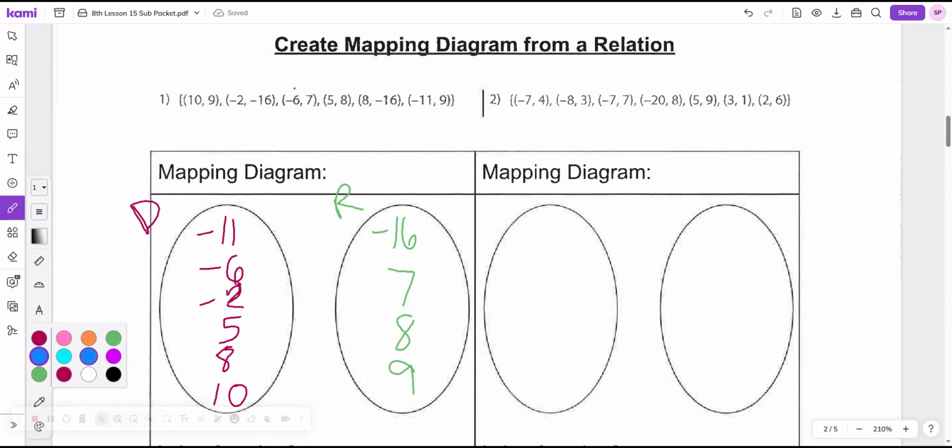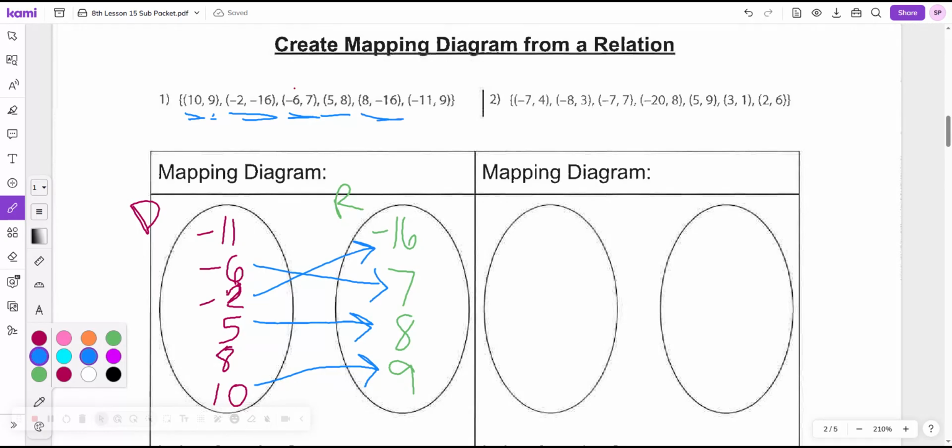All right, so we have 10, 9, so the 10 gives you a 9. So I'm drawing an arrow that the 10 gave us a 9. -2, so I did that one. -2 gives me a -16. The -6 gives me a -7. The 5 gives me an 8. 5 gives me an 8.